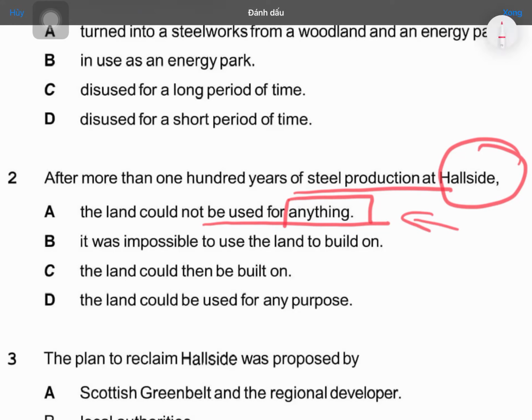Em chọn đáp án C. C đúng không? Rồi, C ở đây thì trước hết cô sẽ phân tích các option này nhá.